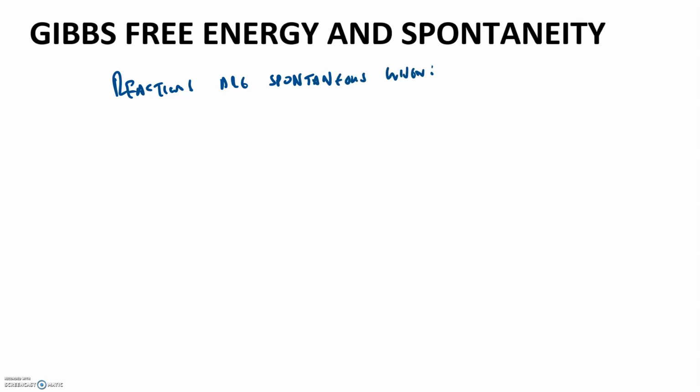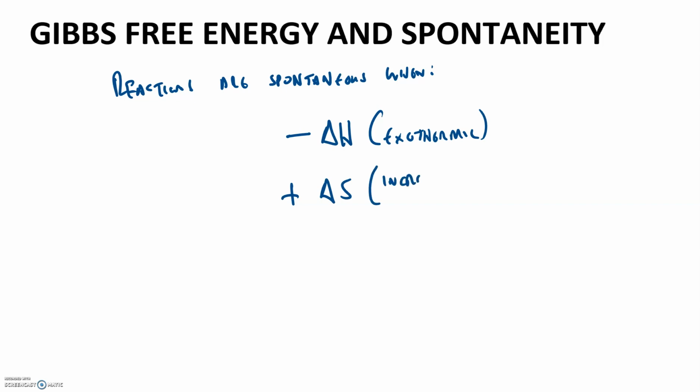involves two parts. First off, delta H. They tend to be spontaneous when delta H is negative. That means they are exothermic, and that means they give off energy. They also tend to be spontaneous when they increase disorder, or in this case, we're going to call it entropy.